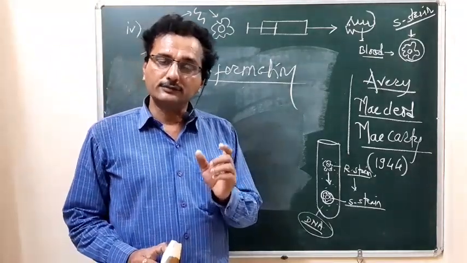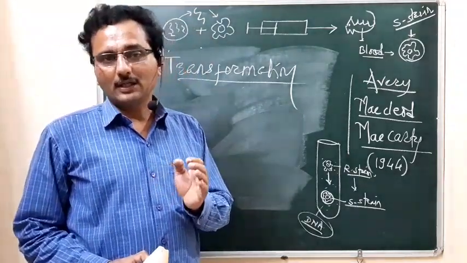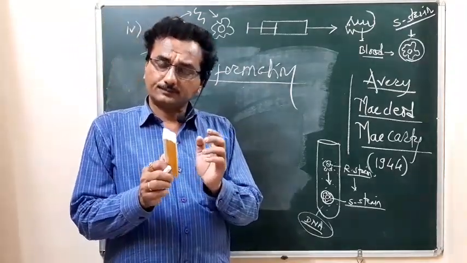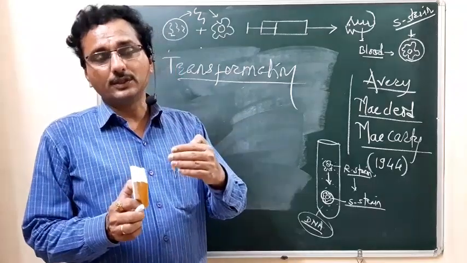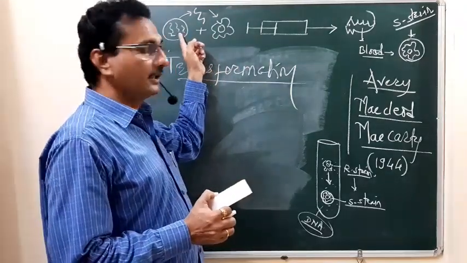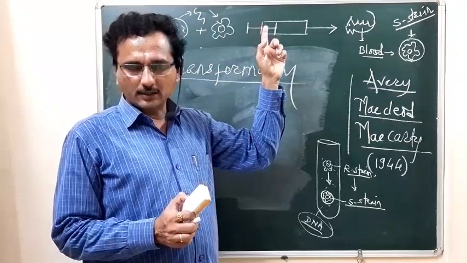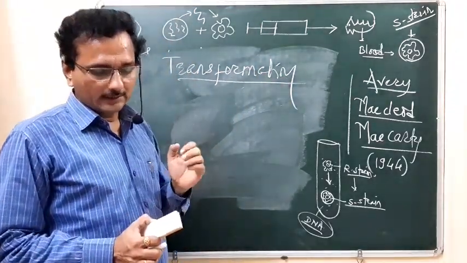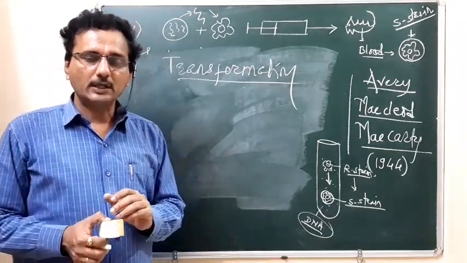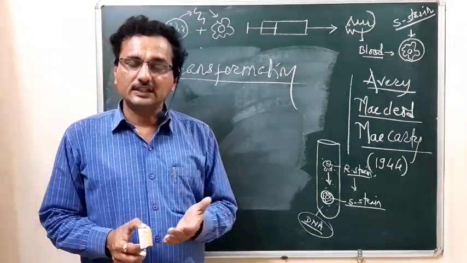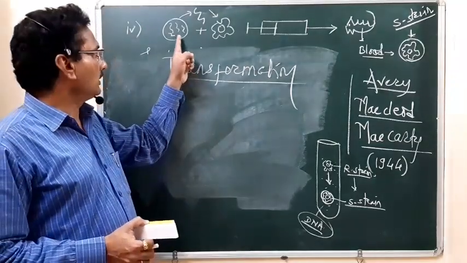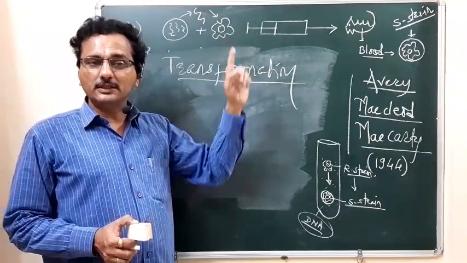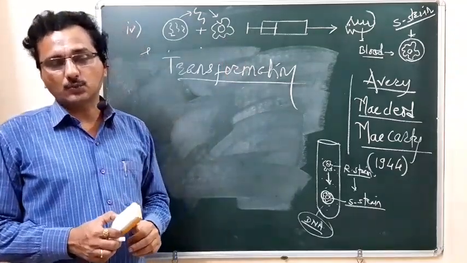Only the scientist Fred Griffith concluded there is a transforming principle, but they did not know what was actually transferred from the heat killed smooth strain towards the rough strain. So what is that transformation phenomenon? The transformation phenomenon means the transfer of the genetic material from one bacterium to another bacterium through nutrient medium. It is called the transformation.